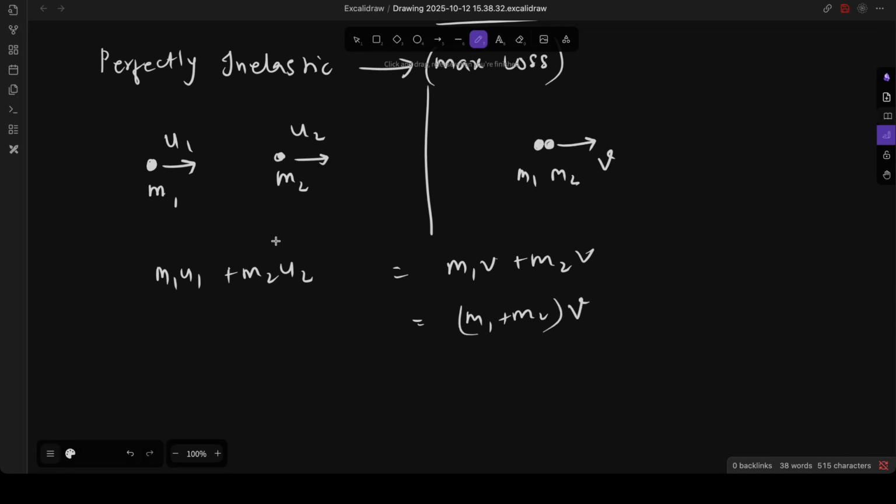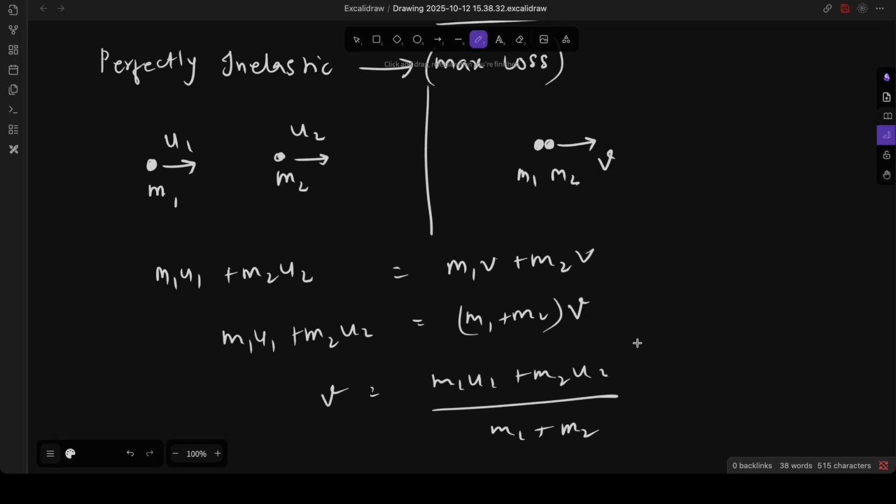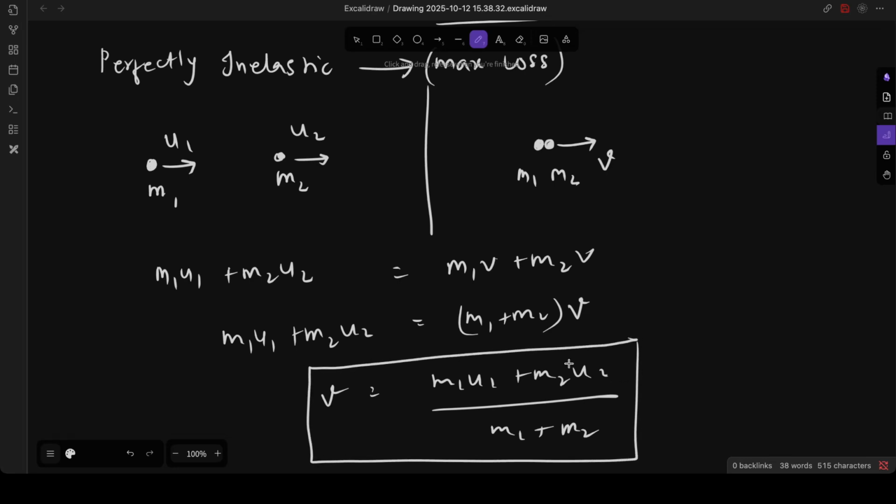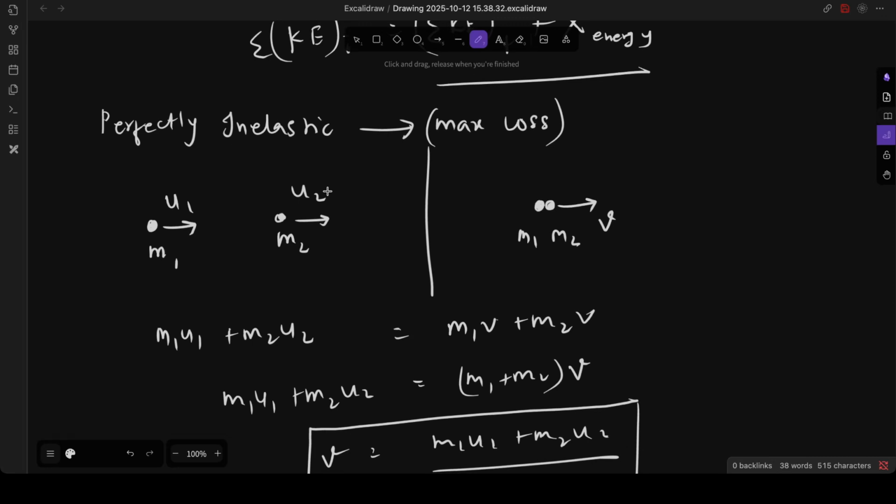I'm applying the law of conservation of momentum, and this will help you understand what the final velocity will be. This will give you v equal to (m1 u1 plus m2 u2) upon (m1 plus m2). This is the scenario where your maximum kinetic energy is lost. This is a perfectly inelastic collision where the bodies stick together.